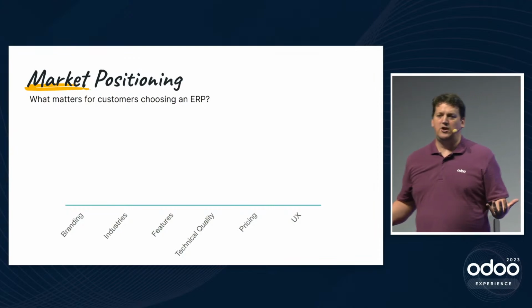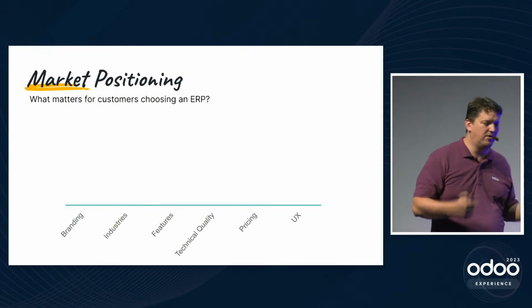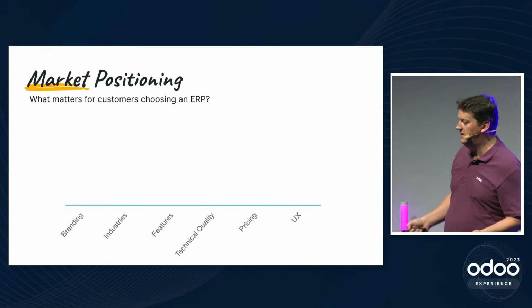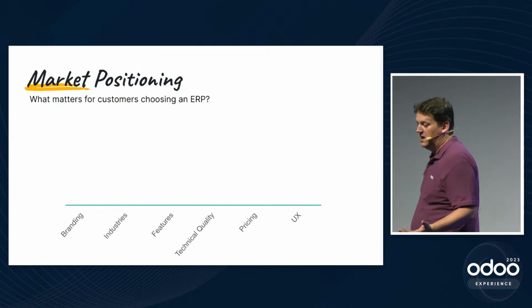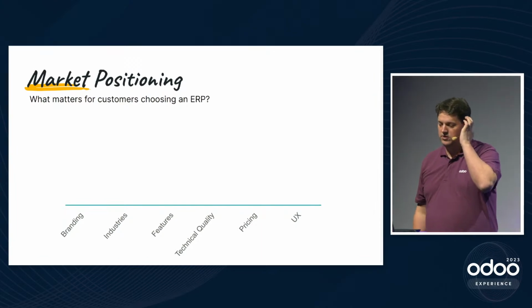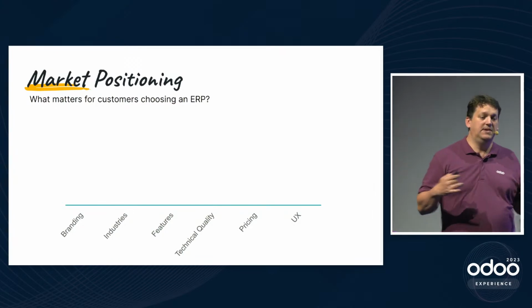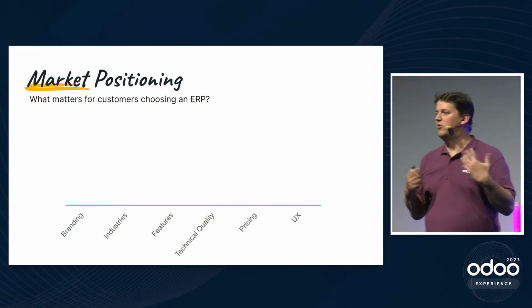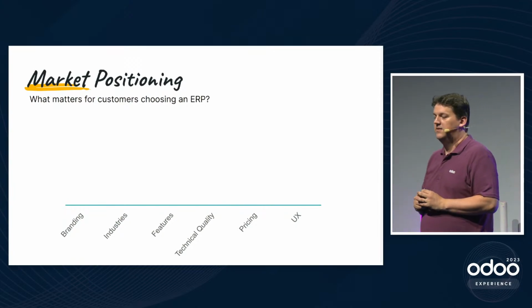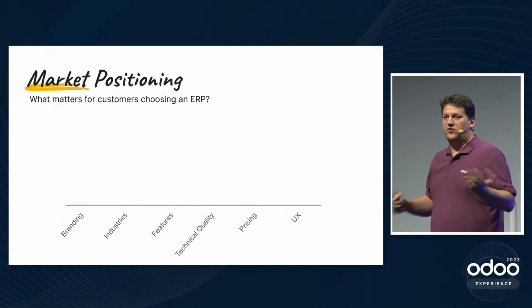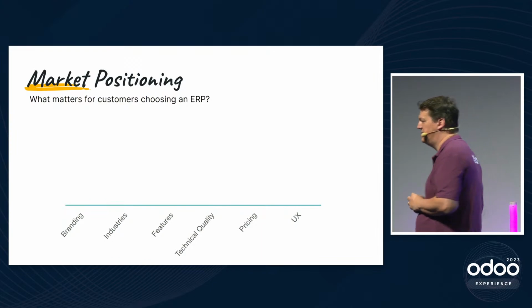Then you have the technical quality. Is this software capable of adapting to my own customized needs, and in how long? Then the pricing, the lower the better, of course, especially nowadays. And at the end, the usability: does it make every employee more efficient and productive is very important too. So let's position the different players on this graph.